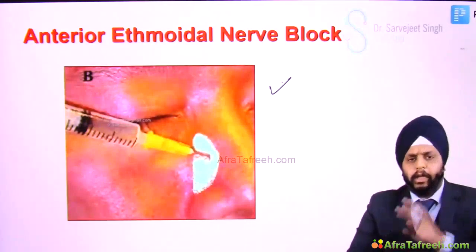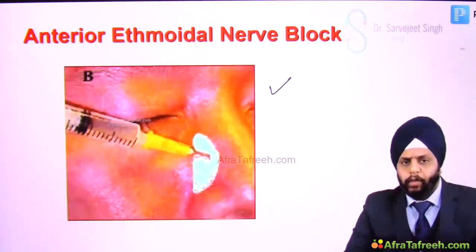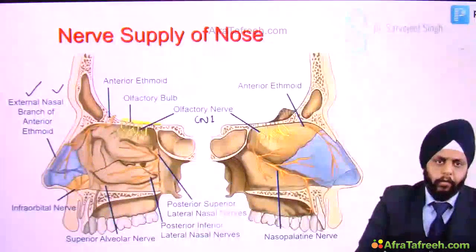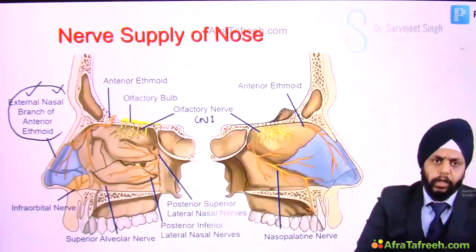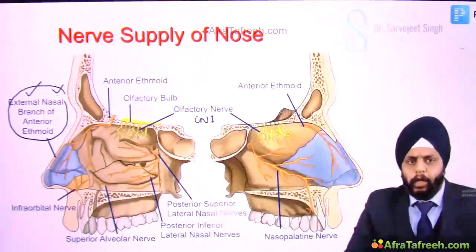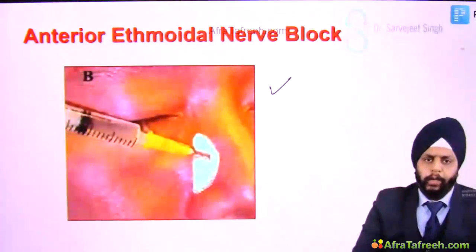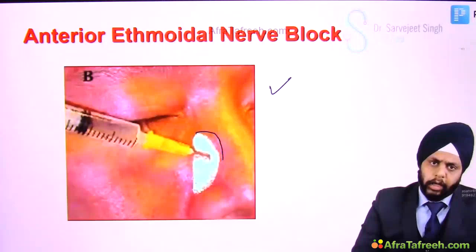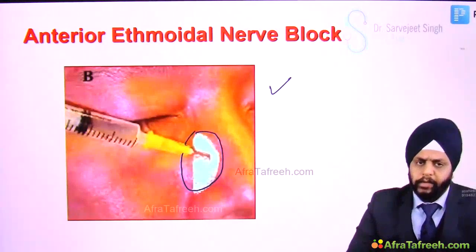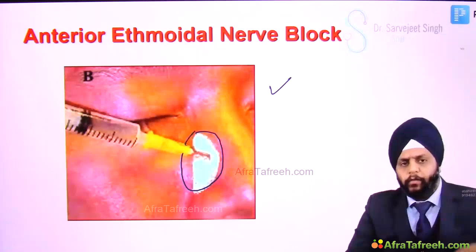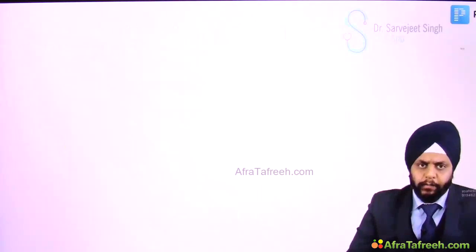We have discussed it earlier also. Just to remind you once again, when we have to give an anterior ethmoidal block, we are blocking this nerve, the external nasal branch of anterior ethmoidal, and this is the place on the lateral side of the bridge of the nose. We give this. This is used in rhinoplasty and some other external nasal surgery such as nasal bone fracture reduction. We commonly give this block.